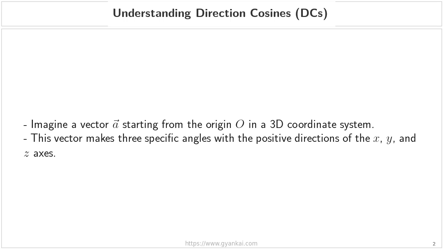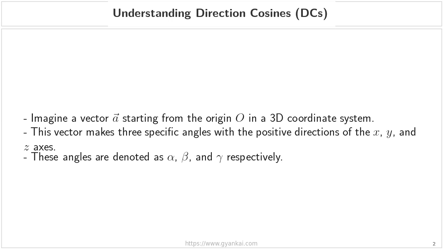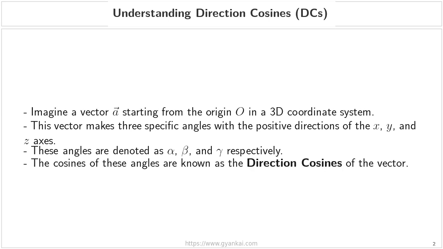As this vector extends out into space, it doesn't just point randomly. It forms three specific, measurable angles with the positive directions of our three axes: the x, the y, and the z axes. To keep things organized, we use the Greek letters alpha, beta, and gamma to denote these three angles respectively. Now, here is the crucial part.